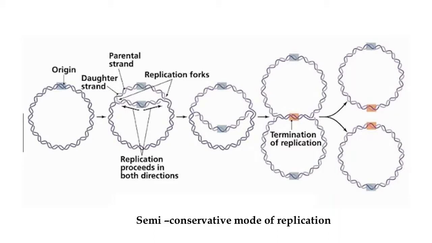You have two replication forks which are formed, which proceed in both directions of that particular bubble. So the bubble tends to go on increasing till the termination of the replication takes place and you'll have two daughter DNA strands created. This model is called the theta model because you have a theta structure formed in the middle.